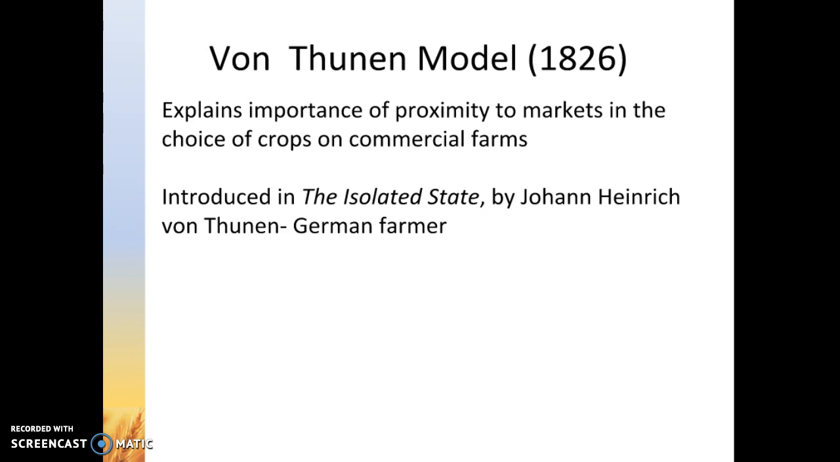And his idea was that if, hypothetically speaking, anything could be grown anywhere, so we're not taking into consideration climate, we're not looking at topography or soil type or anything like that, why do certain crops, or certain types of livestock, end up being located where they are? And what he says is the proximity to the market is the most important thing when deciding what choice of crop or livestock to specialize in for commercial farms.